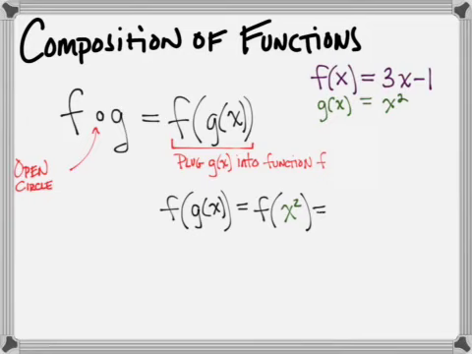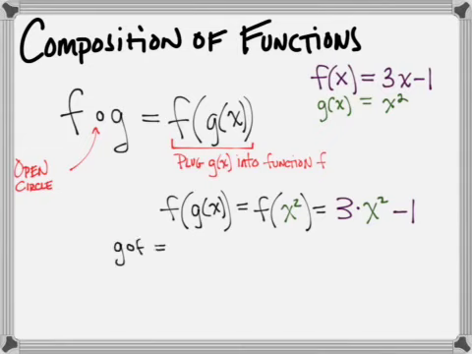It's x squared. We evaluate function f, where f says take what's in the parentheses, which is an x, multiply it by 3 and subtract 1. That's our rule for function f. So if the x squared is in the parentheses, I multiply by 3 and subtract 1. So that is the composition of f and g.